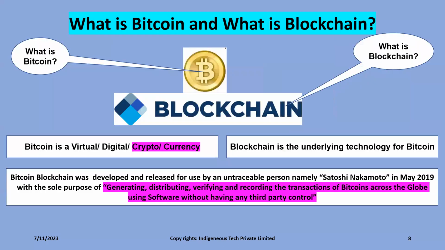Okay. Now, to give you a holistic view of Bitcoin and blockchain, you can see here Bitcoin is a virtual, digital cryptocurrency. Blockchain is the underlying technology for Bitcoin. And because a lot of blockchains have come, we can call this first blockchain the Bitcoin blockchain. It was developed and released for use, as I mentioned earlier, by an untraceable person, namely Satoshi Nakamoto, in May 2009, with the purpose of generating, distributing, verifying, and recording transactions of Bitcoins across the globe.